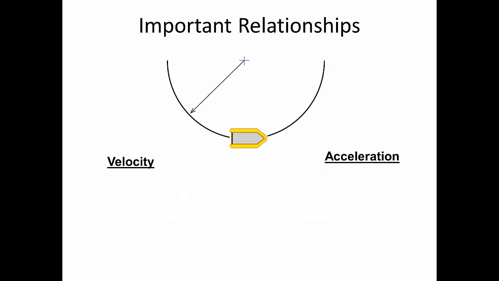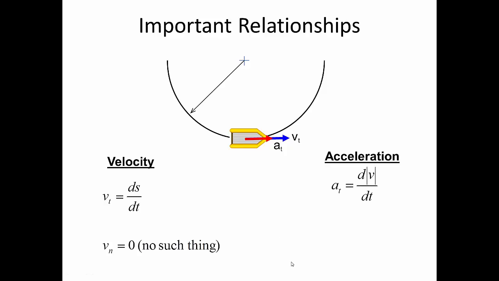Here are some important relationships that we have. If we have a boat that's moving around in a circular path, we can calculate its velocity and acceleration. The velocity, as we said, is always tangent to the path, which is the same relationship that we've had before. Our tangential velocity is the change in position with respect to time, or ds/dt. There is no such thing as a normal velocity. Well, we have two components of acceleration. We can have a tangential acceleration, which is our change in the magnitude of the velocity with respect to time, or we have a normal acceleration, which is our velocity squared over rho. In this case, rho is our radius of curvature. The resultant acceleration, or the magnitude of our acceleration, can be found by taking the square root of the sum of the squares of our tangential and normal accelerations.